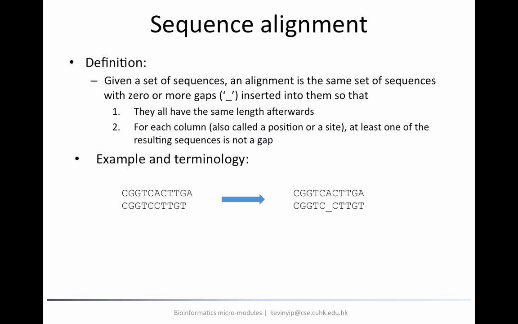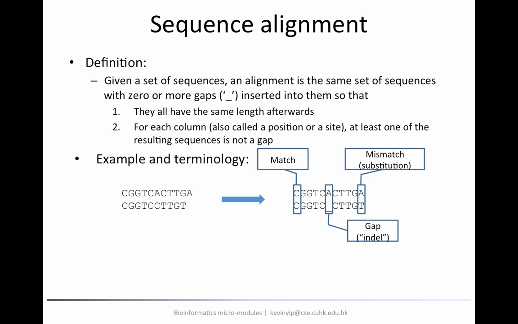There are some terms that we commonly use when we talk about alignments. If we look at the sequences and we find the two sequences have the same character, we call that a match. If they have different characters, we call that a mismatch. If one of them contains a gap, we call that an indel. Indel stands for insertion and deletion. The reason that we call it this way is because evolutionarily, we are not sure whether that is due to an insertion to the first sequence or a deletion to the second sequence.